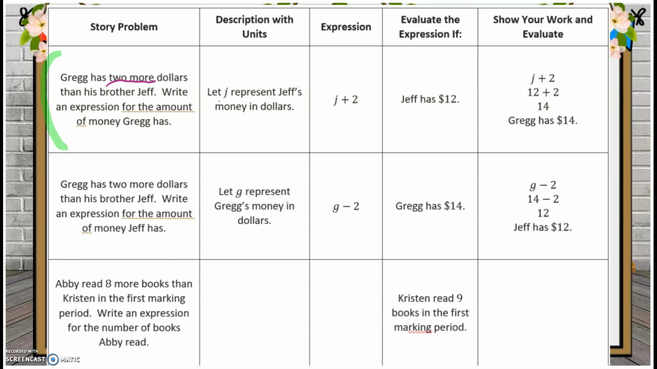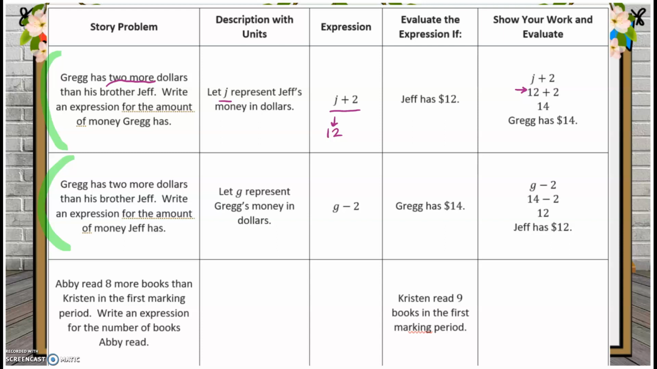So if J represents Jeff's money, then the amount of money that Greg has would be J plus 2. And if Jeff has 12, then we would replace the J with the number 12. And so 12 plus 2 equals 14. Greg has $14. Let's look at the second example.